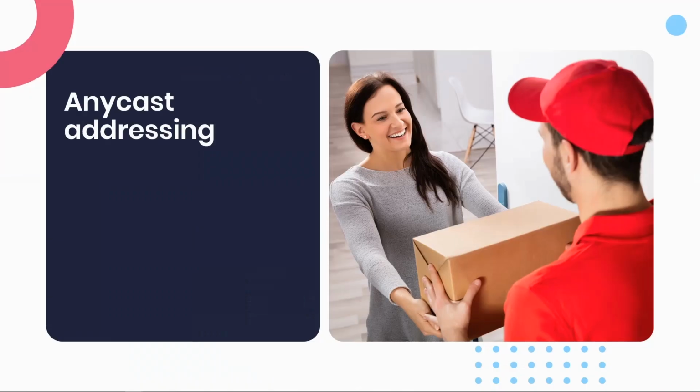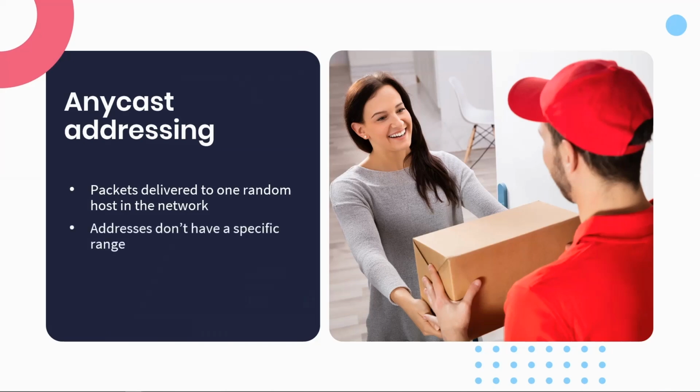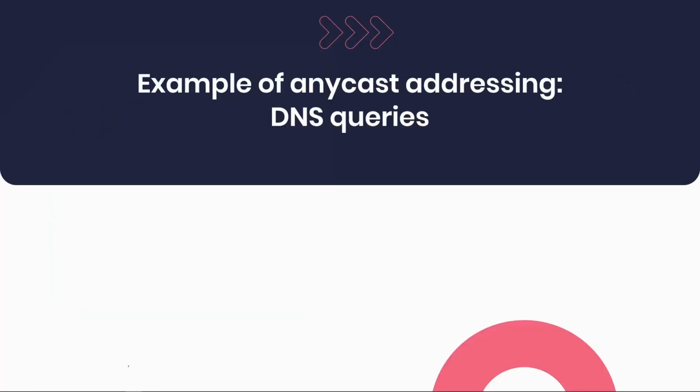Anycast addressing is similar to multicast addressing, but in this case, packets will be delivered to only one random host in the whole network. These addresses don't have a specific range, as they are exactly the same as regular unicast addresses. This means that a host has no way of distinguishing a unicast from an anycast address when it sends a packet. A good example of anycast will be the use of DNS queries.